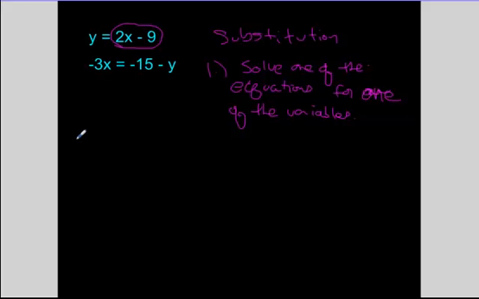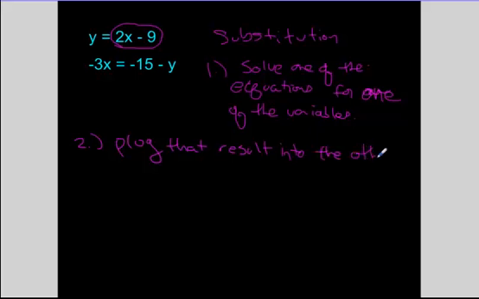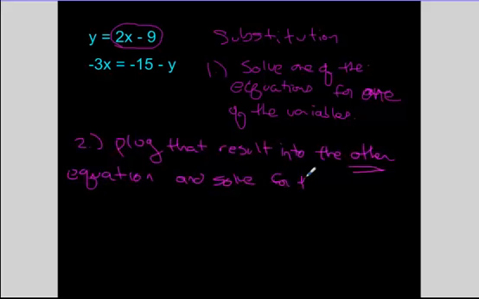Step 2, plug that result into the other. That's important that it's the other equation. And solve for the other variable. So this is y. The 2x minus 9 is y. So that's going to go in right there where there is a y.